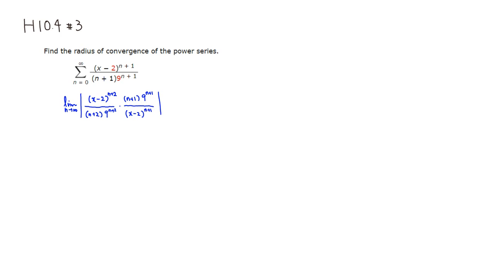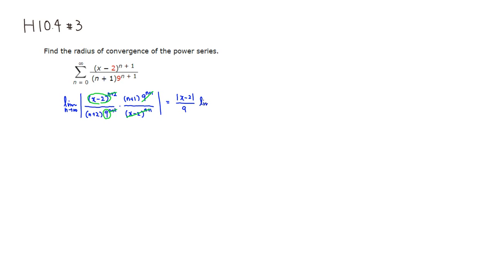We can cancel x minus 2 to the n plus 1, and we're going to have another x minus 2 left over on top. Then 9 to the n plus 1 cancels, but there's extra 9s remaining on the bottom. So we can pull those things out. You have absolute value of x minus 2. It has nothing to do with n, so I'll just pull it out since it's a constant. 9 is also a constant.